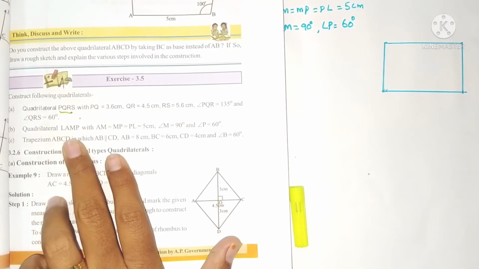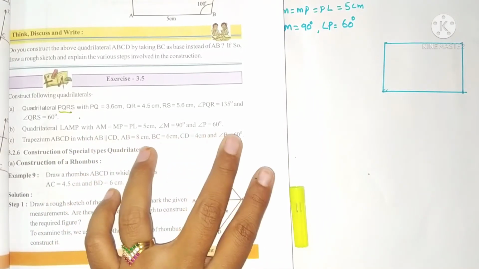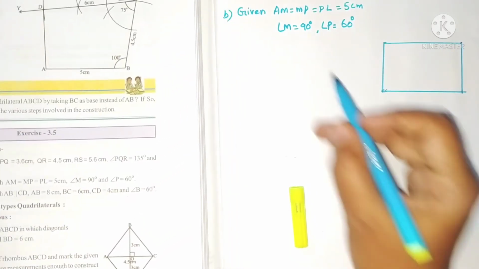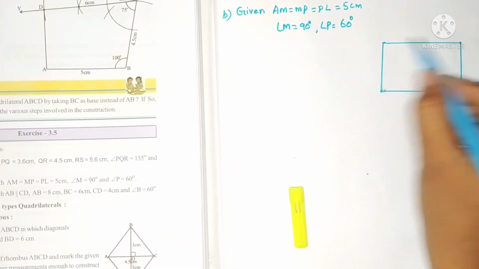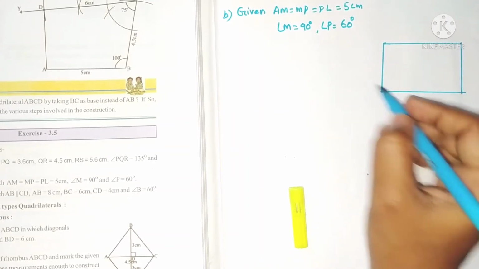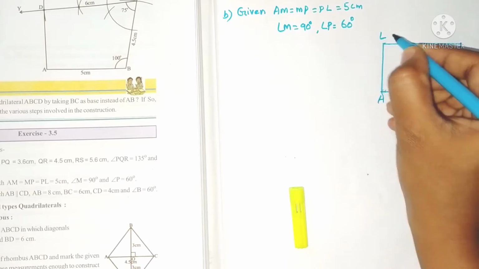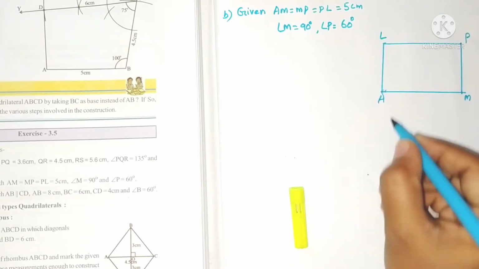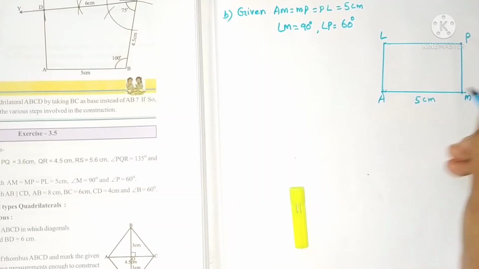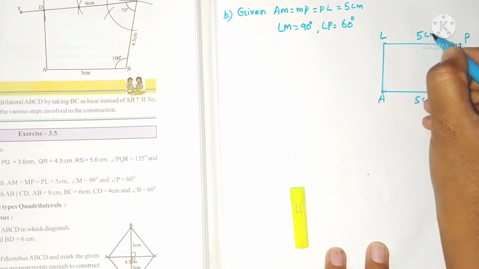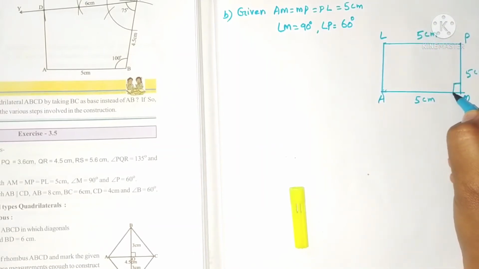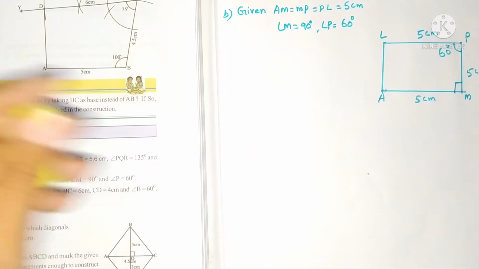Second one, quadrilateral LAMP with AM equal to MP equal to PL, and angle M, angle P. Okay. So first write the given measurements and draw a rough diagram. Okay. So first AM. What is this AM? So this is quadrilateral LAMP. AM 5 centimeters. And next MP also 5 centimeters, PL also 5 centimeters, and angle M is 90 and angle P is 60 degrees. So this is the rough sketch.